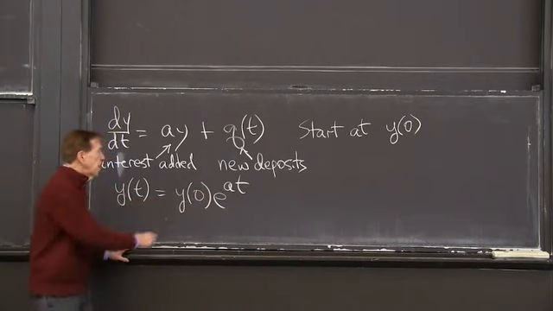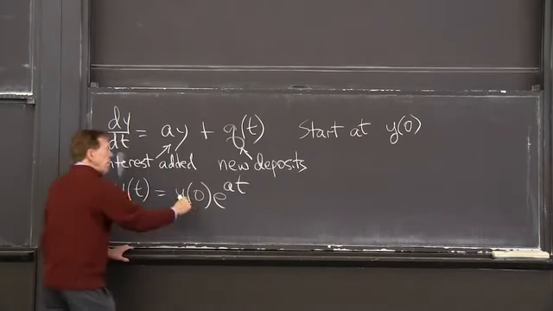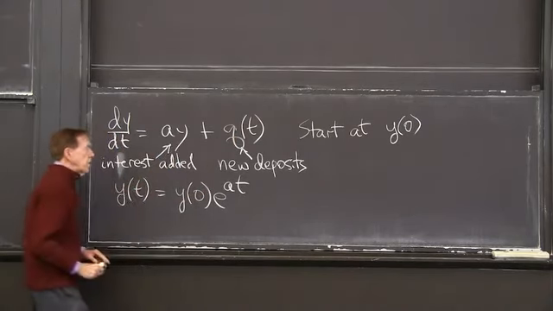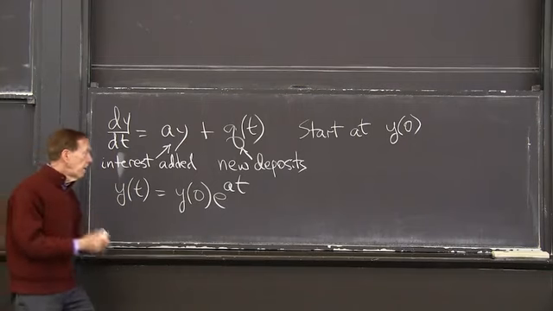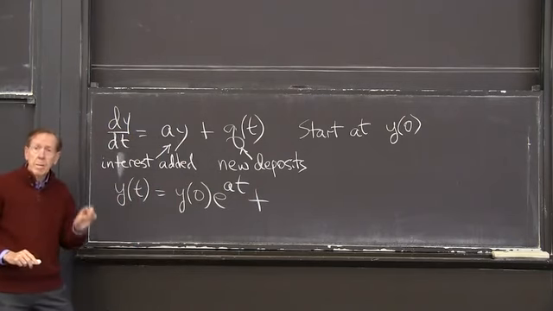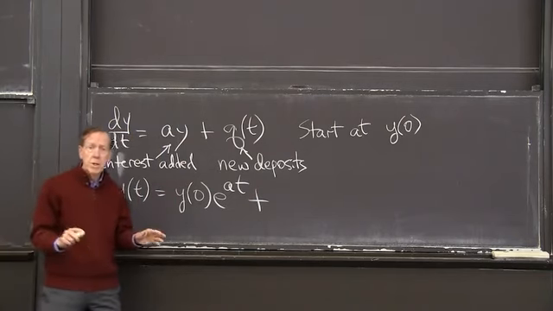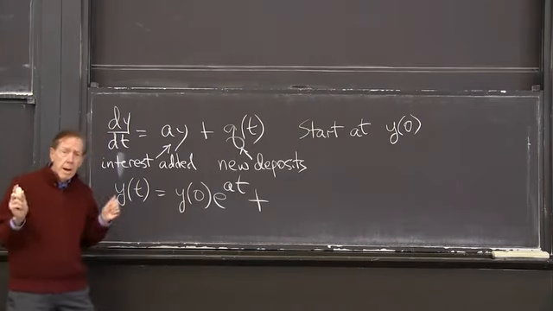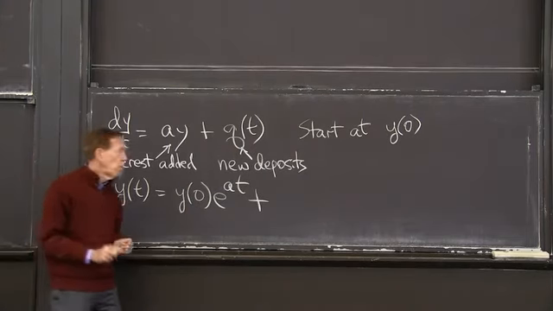So that's the null solution that matches the initial condition. Null solution because there are no deposits here. This solves this part of the equation, the null part. But now I want to add in a particular solution, and it'll be the particular solution that matches the deposits. And I want to understand this formula.